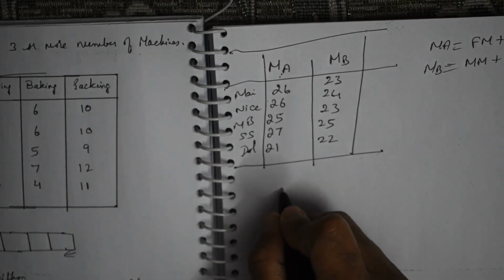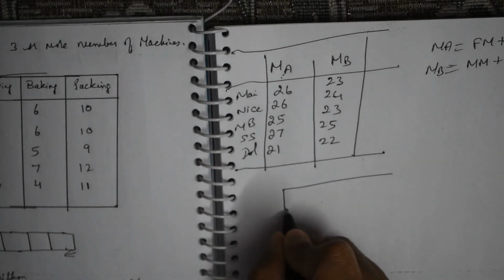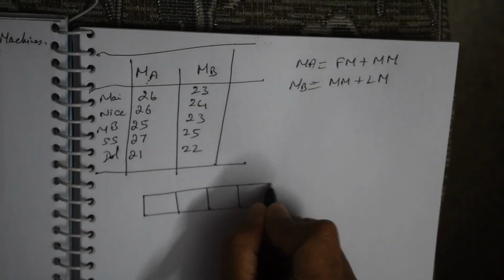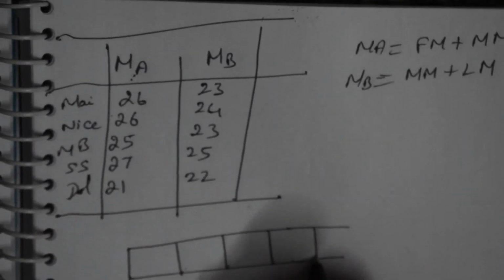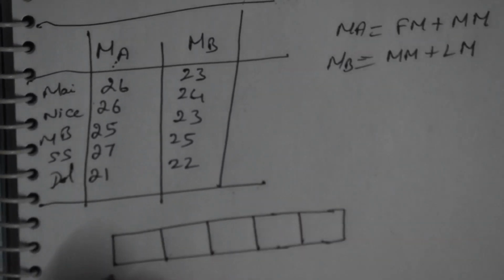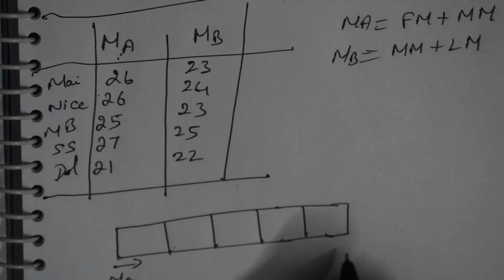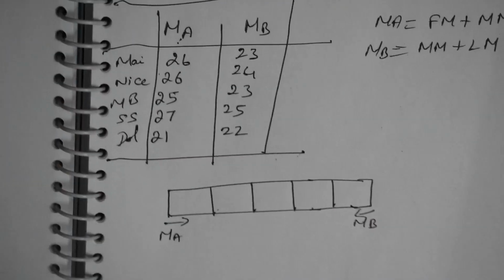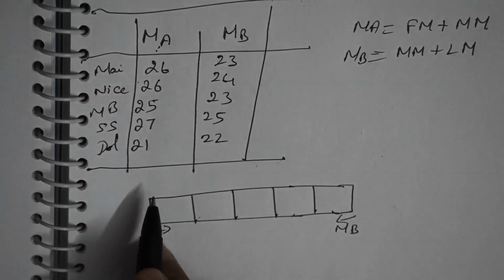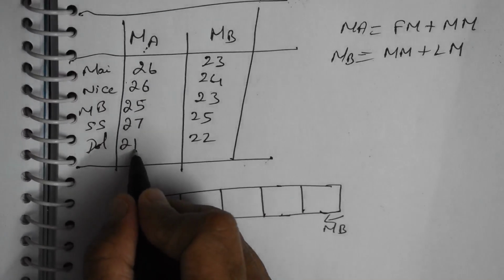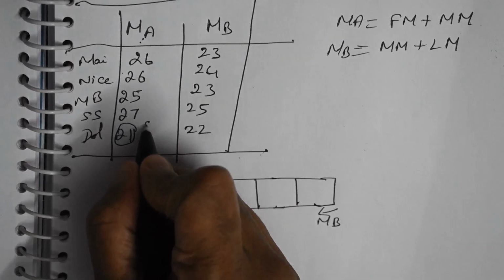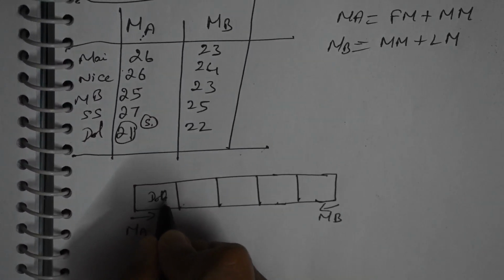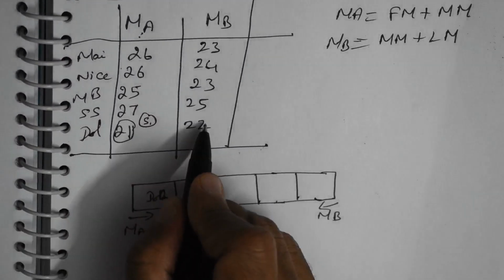Now let us get the sequencing done. 1, 2, 3, 4 and 5. Machine A on the left hand side, machine B on the right hand side. Always prefer machine A first. Now identify the least timing. The least timing belongs to Dollar. Step 1, Dollar, which means Dollar is out.